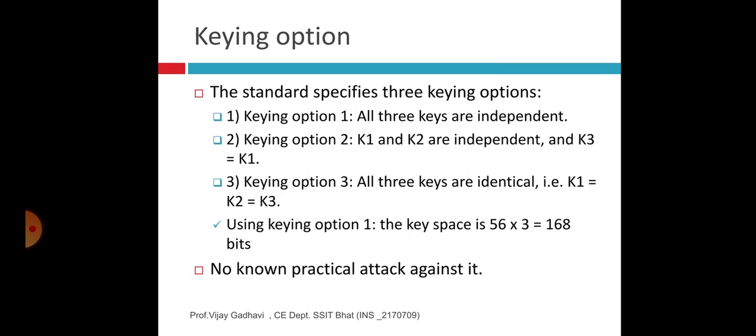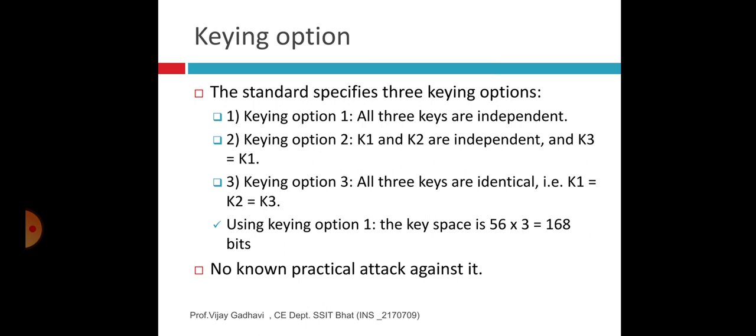Keying options are the most important. The standard specifies 3 keying options. The first is all 3 keys are independent. Second, K1 and K2 are independent and K3 is equal to K1. Third, all three keys are identical, for example, K1 = K2 = K3.